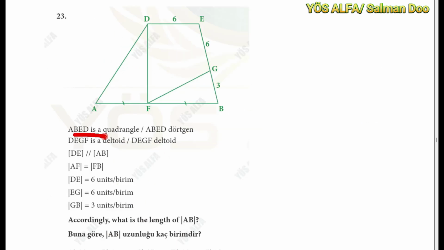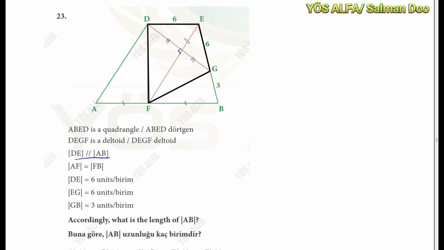Number 23. ABED is a quadrilateral. DEGF is a deltoid. So let's draw this one first so that we can see better. I am drawing the deltoid, and I'm also going to fill out the properties of the deltoid in the figure. So we know that the diagonals of a deltoid are perpendicular to each other, and these two side lengths are equal. Okay, so what else is given?